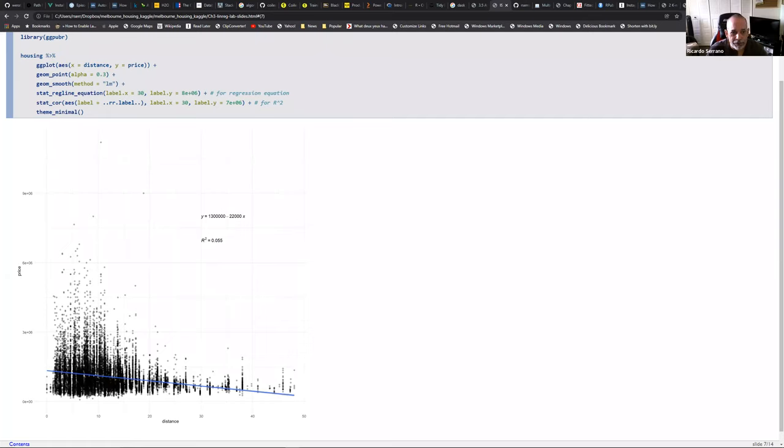So in this graph, we have the points from distance and price that we're trying to predict. We have the blue line, which is the best fit. That's the line that goes from the intercept, with the slope.